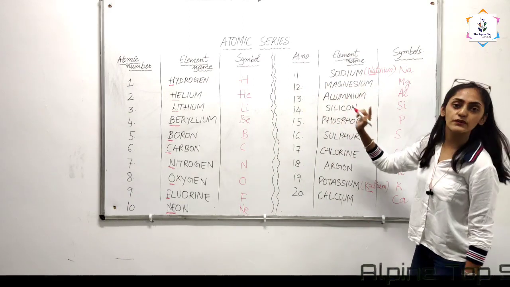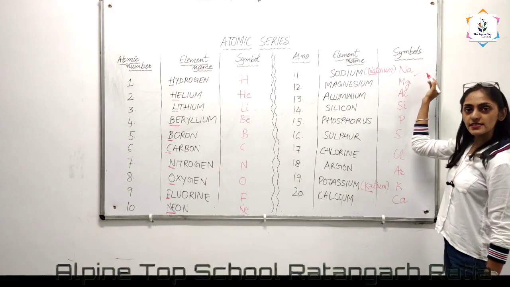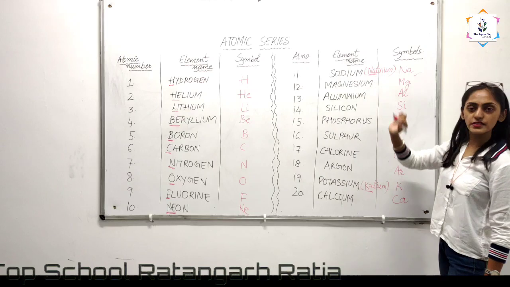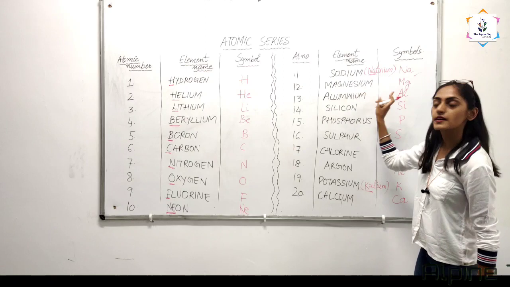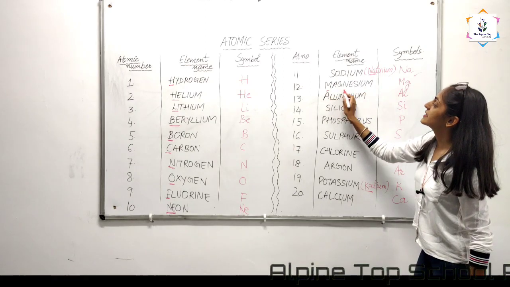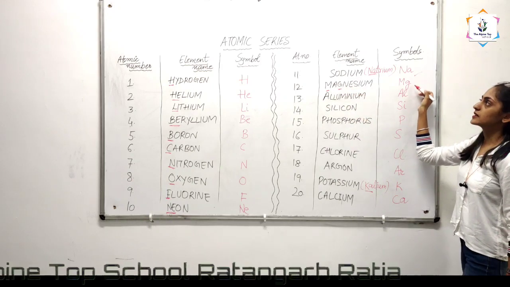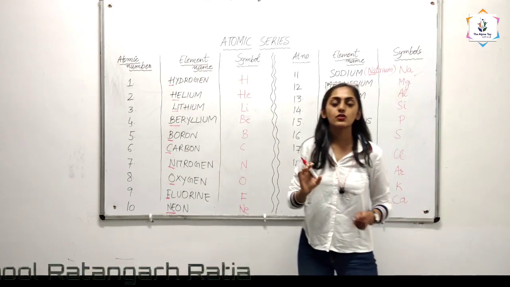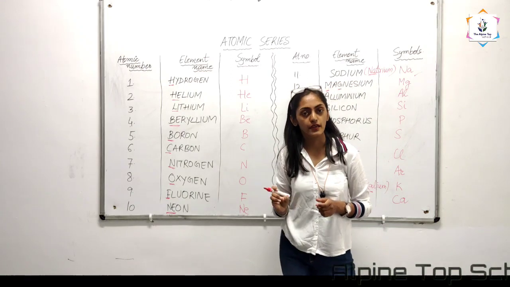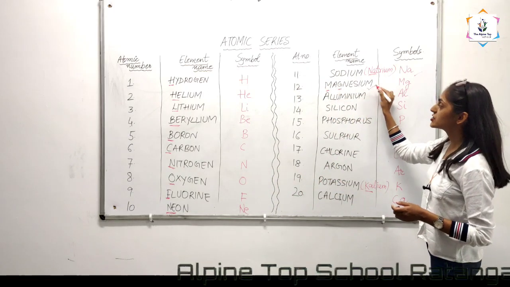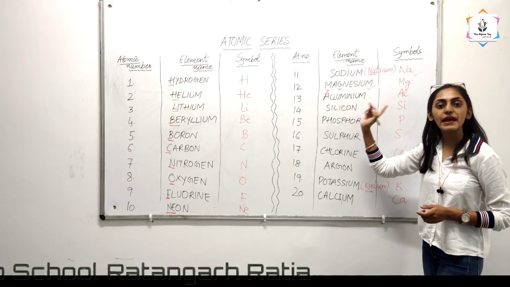Number 11 is sodium. We have already talked about it. Its Latin name is natrium. That is why the symbol is Na, the first 2 letters of its Latin name. Then magnesium. Its symbol is the first letter and the third letter, Mg. There is also an element called manganese. Its symbol is Mn. So there is a difference between magnesium and manganese. Magnesium is Mg, manganese is Mn.